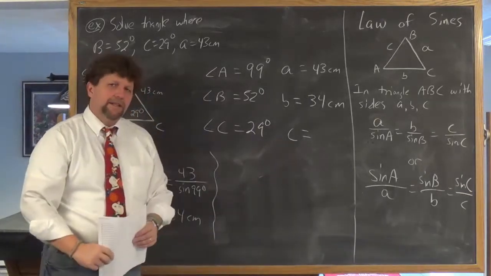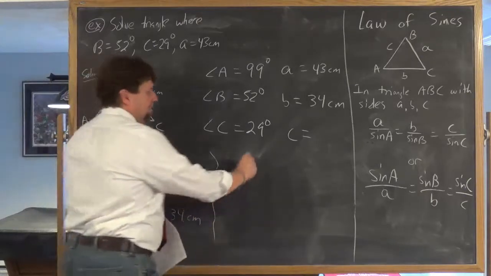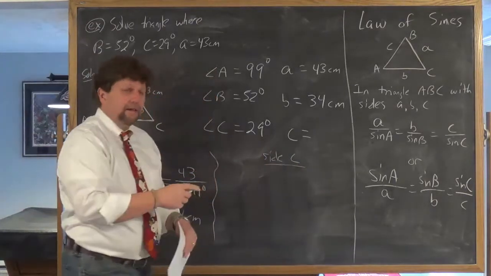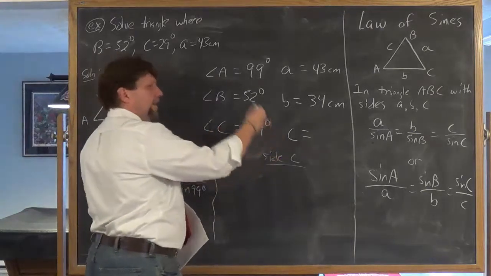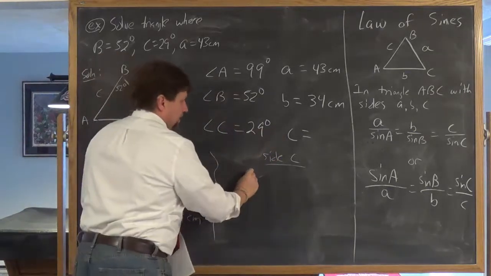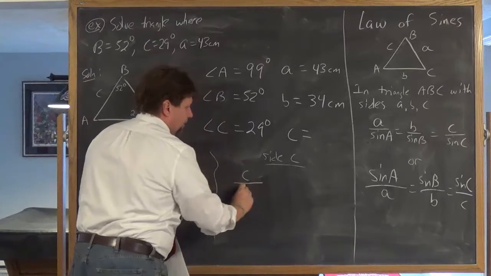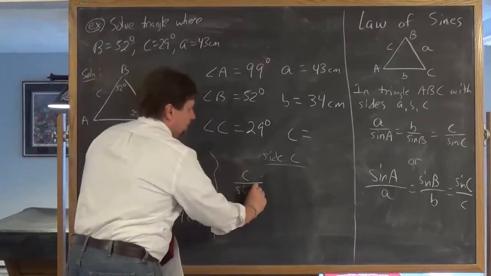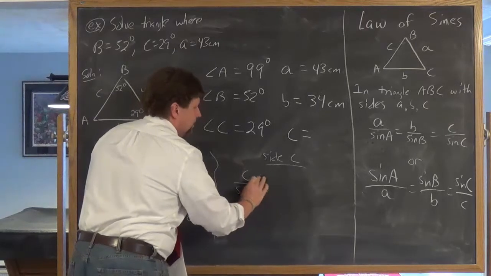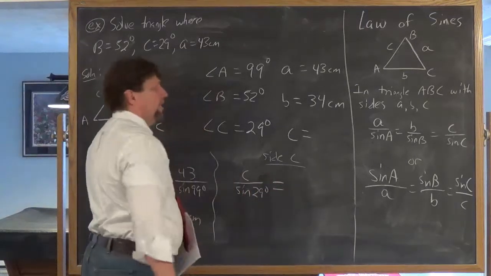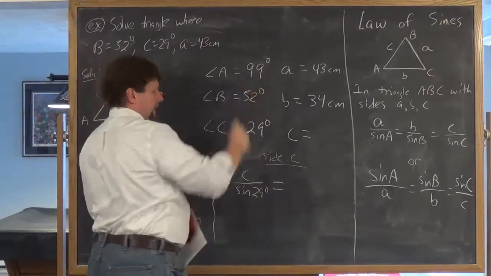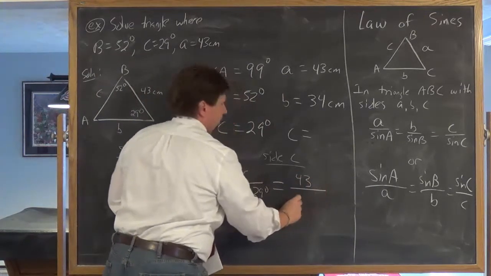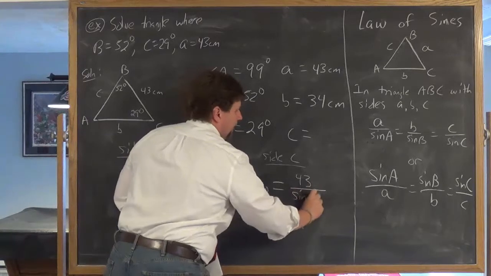All that's left is to find side C. So to find side C, that's what I'm trying to find, I'm going to put that in the numerator of a fraction. So C over the sine of angle C. So that's C over the sine of 29 degrees equals, and I'll use the A's again, side A over the sine of angle A.